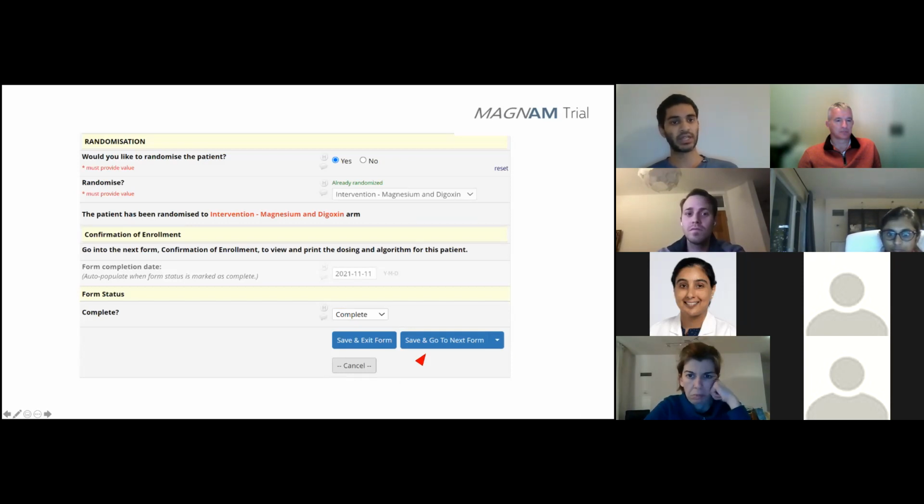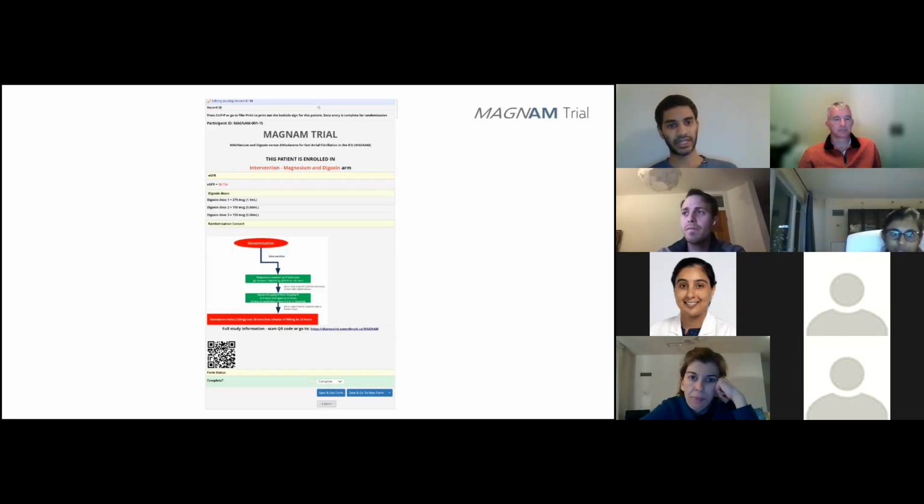So then you go ahead and click randomize, and it will say what allocation the patient has been randomized to in a couple of different places. And then I wanted to highlight this last piece, which is that there's an instruction to go to the next form. So you can hit complete on the complete form status here, go to save and go to the next form.